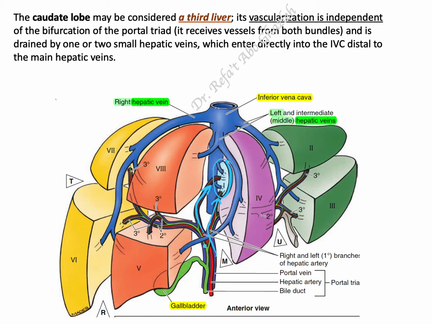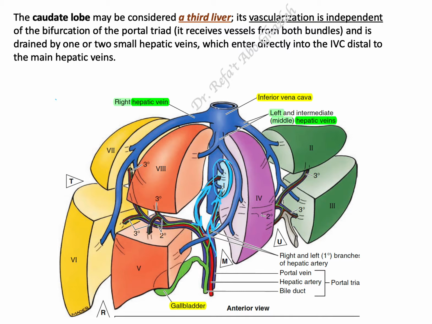What else? Also, it drains bile to the right hepatic duct and left hepatic duct. So it takes the benefit from both right and left hepatic artery, bile duct, portal vein, or in general we can say the benefit from the portal triad.